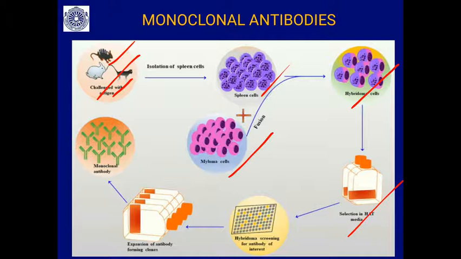Then we select these cells in the HAT medium so that we select only hybridoma cells. Then we screen the hybridoma cells that are producing the specific antibodies for the particular antigen. We culture only those hybridoma cells, and the excess cells can be stored in liquid nitrogen for a long duration. So then we can produce these antibodies in any number. This is the advantage of monoclonal antibody production technology, hybridoma technology.